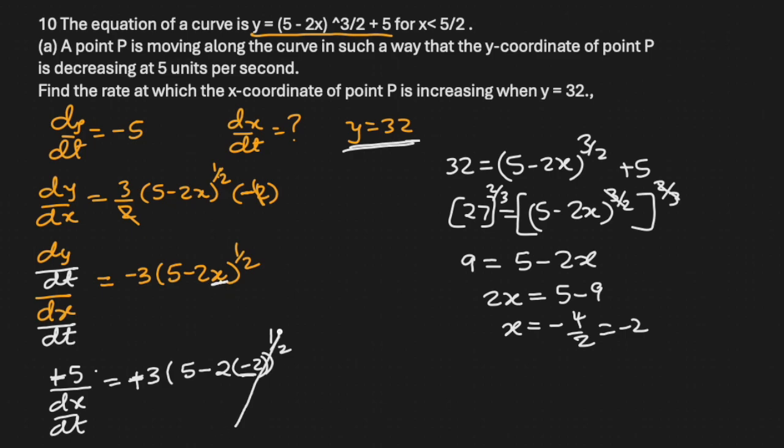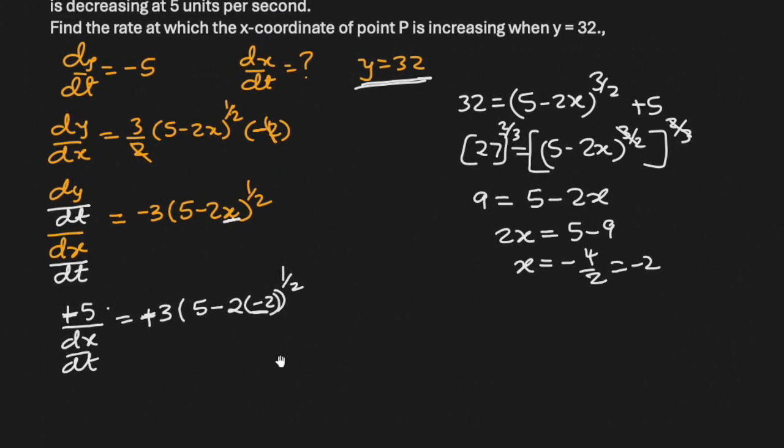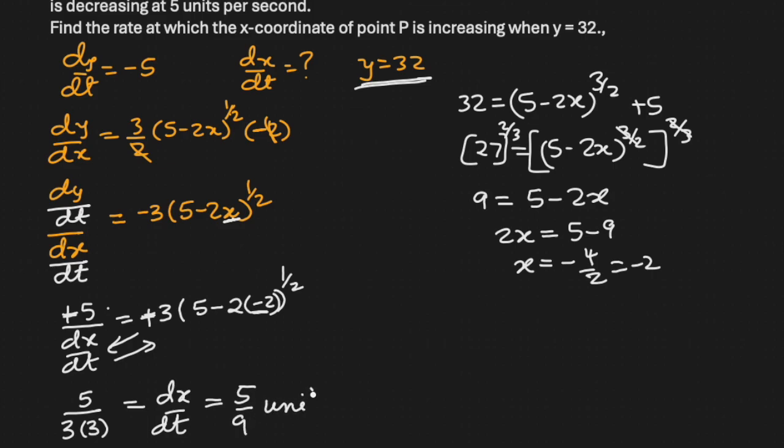This minus 2 we will write here in place of x. And now we have everything, we just need to find dx over dt. So dx over dt will come here, and whatever we're getting will come down. So here 5 over 3 is already there. So let's see what happens here. 5 minus 2 times minus 2 is plus 4. BODMAS, according to BODMAS, we multiply first. So 5 plus 4 is 9. And 1 over 2: 9 to the power half, which is the square root of 9, is 3. So positive 3 equals dx over dt cross multiplied, which comes out to be 5 over 9 units per second.